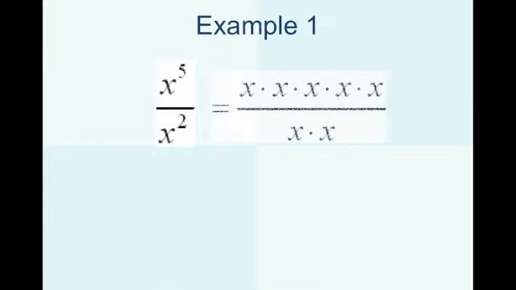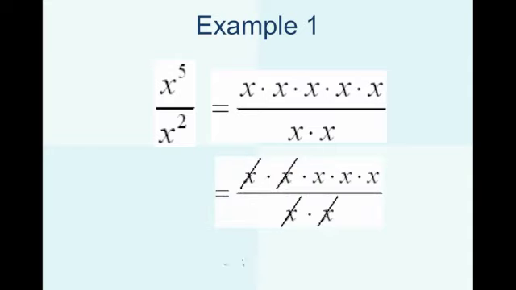That's it. For example, if we write this out, we have 5 x's on the top and 2 on the bottom. We would cancel out the 2, leaving us with 3. X to the 5 minus 2 is the same as x cubed.